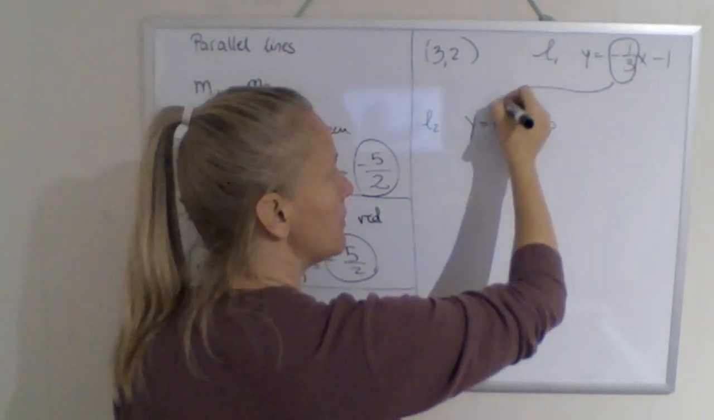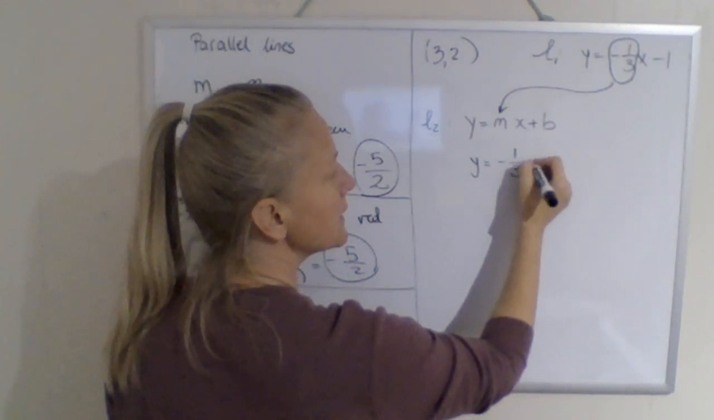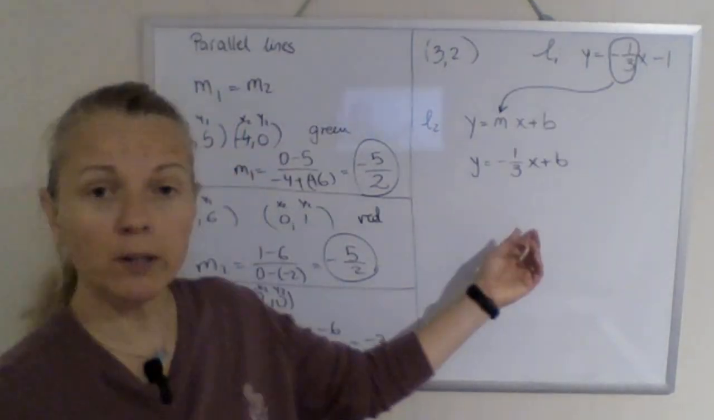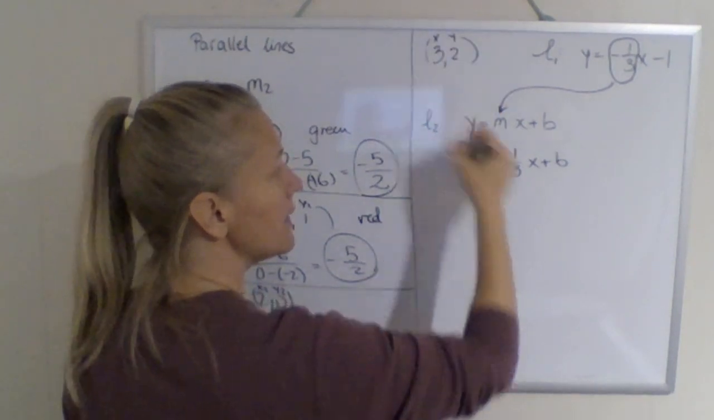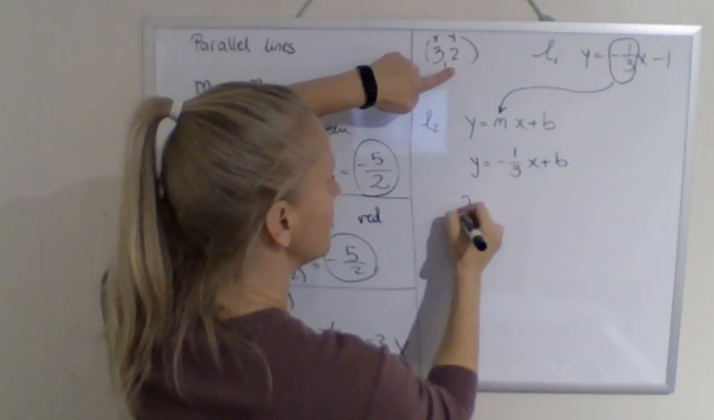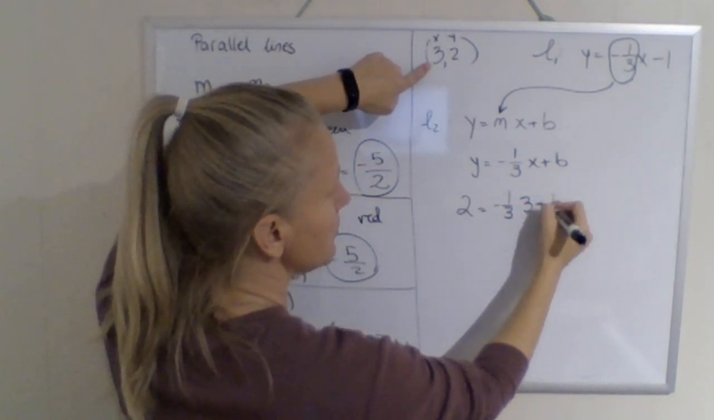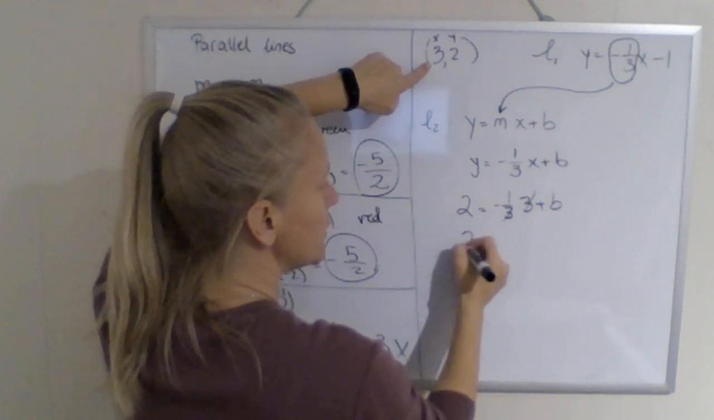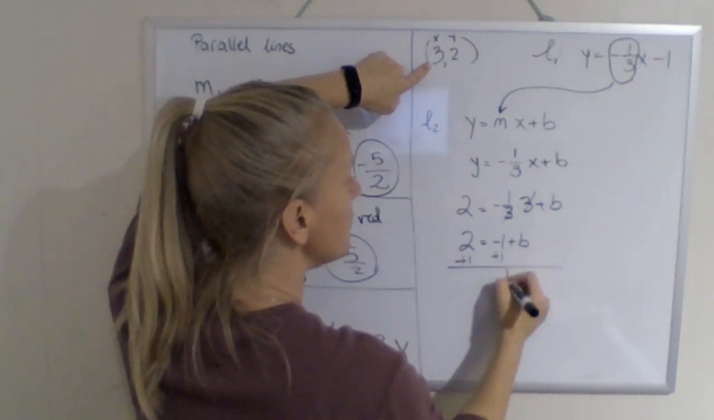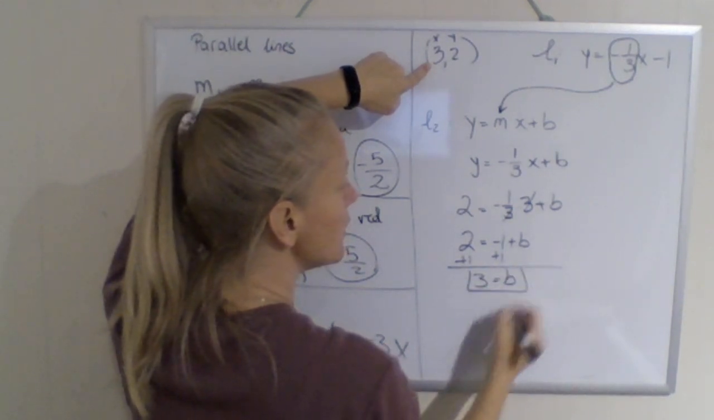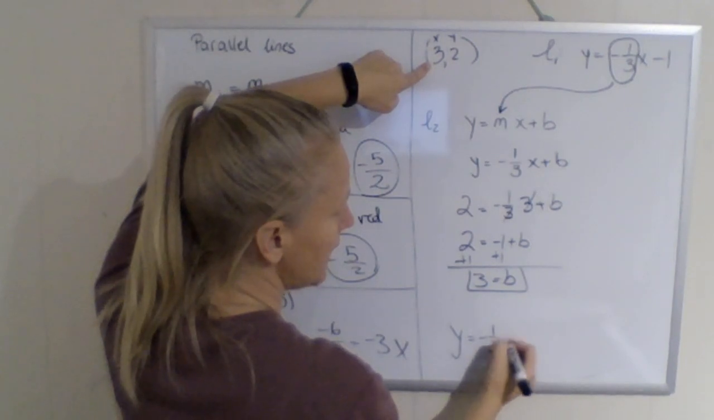All I have to do is come and plug in the slope here. So this becomes y equals negative 1 over 3x plus b. From this point, it's just what we did a second ago. We have a point. There's my x and there's my y. They get replaced. Y, 2, equals negative 1 over 3 times x, 3, plus b. This gets reduced. 2 equals negative 1 plus b, plus 1 plus 1. B equals 3.